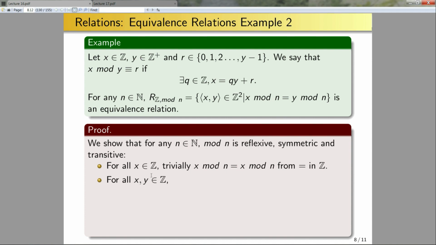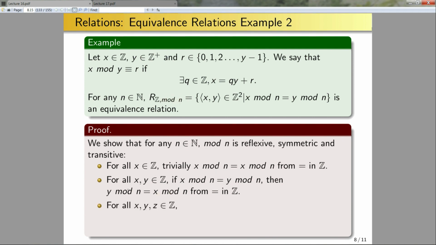Secondly, for all x and y in Z, if x mod n is equal to y mod n, then I need to conclude that y mod n is equal to x mod n. Well, this is trivial because x mod n is just going to be some integer, y mod n is going to be some integer, and if these two things are equal, it's going to be the same integer. So by the symmetry of equals in Z, I simply get that this is equal to that, therefore this operator here is symmetric.